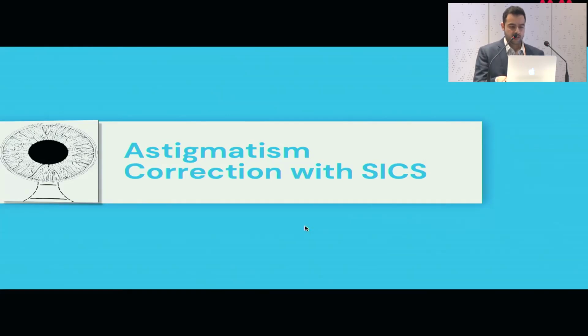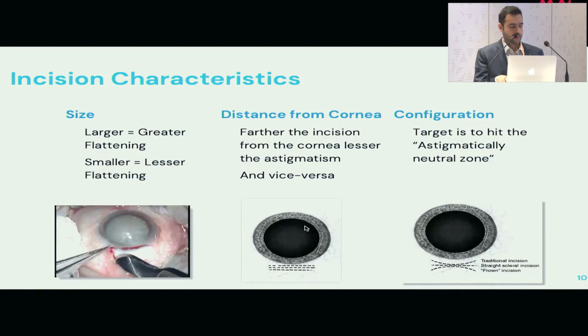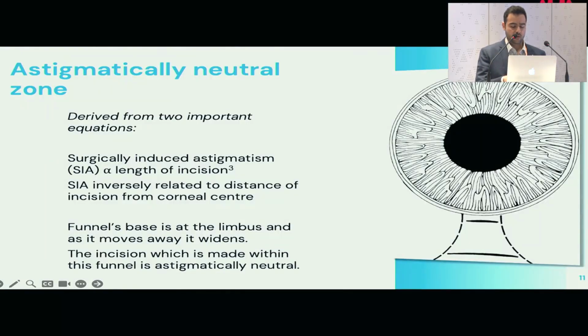So how do we correct this astigmatism with SICS, which is the topic for today? The main thing is the incision characteristics. As we all know, if the size is larger, there is greater flattening, and if the size is smaller, there is lesser flattening. The distance from the cornea is also important. The farther the incision from the cornea, the lesser the astigmatism, and vice versa. The configuration is another important thing. It is always good to target the astigmatically neutral zone.